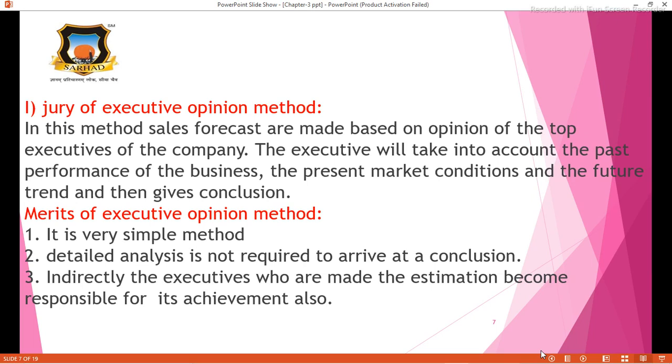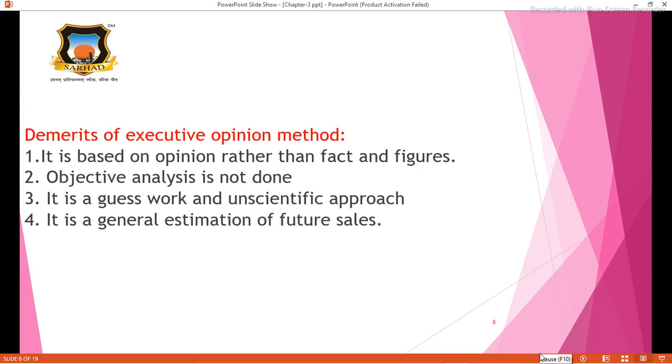So see the merits of the executive opinion method. The first is it is a very simple method. Then, a detailed analysis is not required to arrive at a conclusion. Then indirectly the executives who made the estimation become responsible for its achievement also. These are the merits. And there are some demerits also.